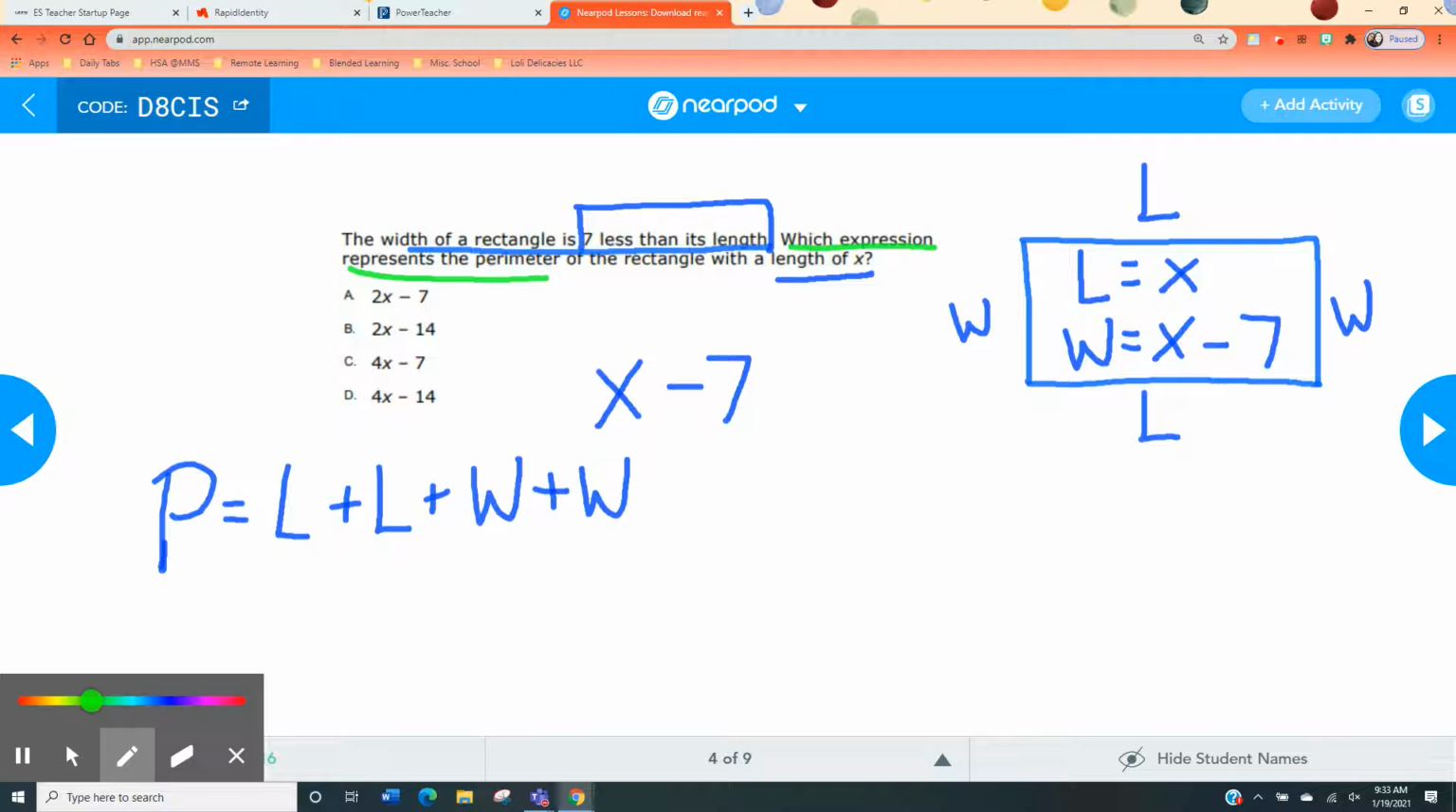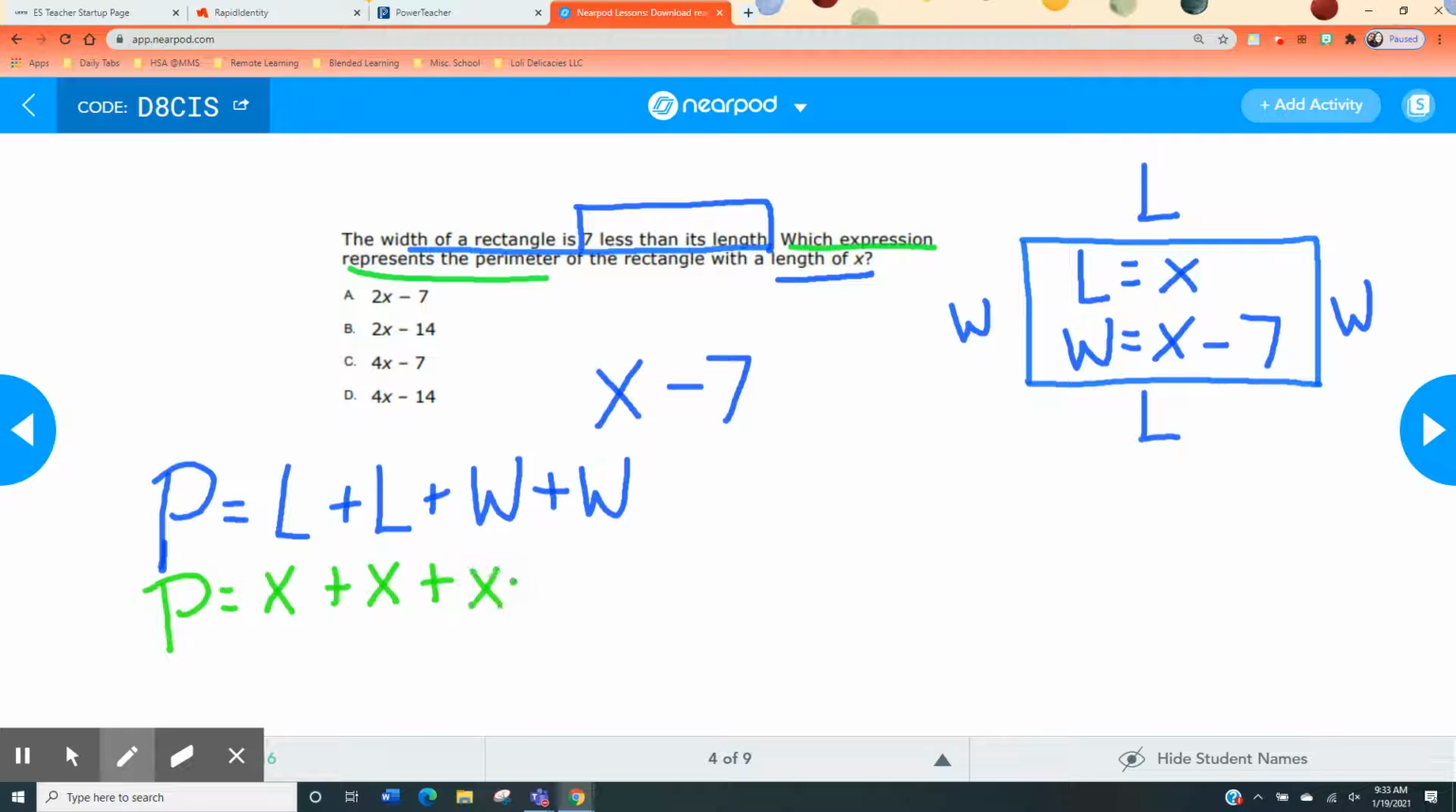So I know that my length is x. So I'm going to replace my length with x plus x. And then we said our width is x minus 7. So I'm going to go ahead and put plus x minus 7 plus x minus 7. So now I'm ready to work out my problem. So I'm one step away from having my answer.